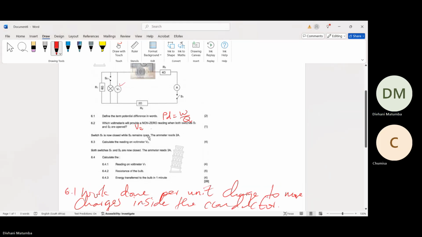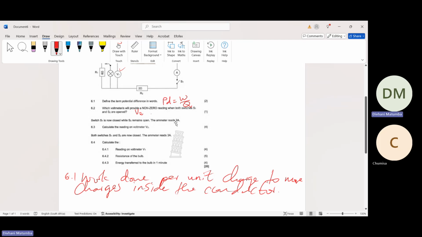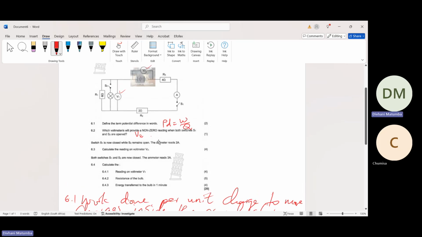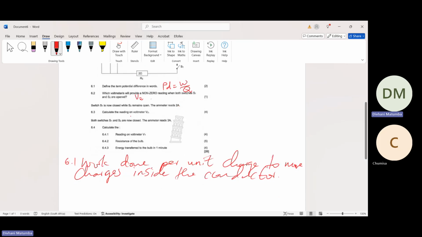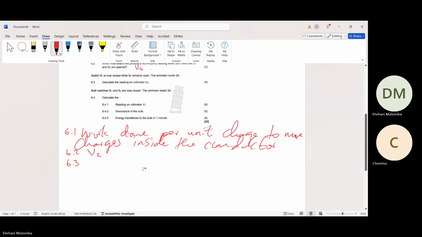Now, switch S1 is now closed while S2 remains open. The ammeter reads 2A. Calculate the reading of voltmeter V2. So how do we go about this one, Kumisa? I think we're going to use Ohm's law. Exactly. Electricity problems are Ohm's law problems.